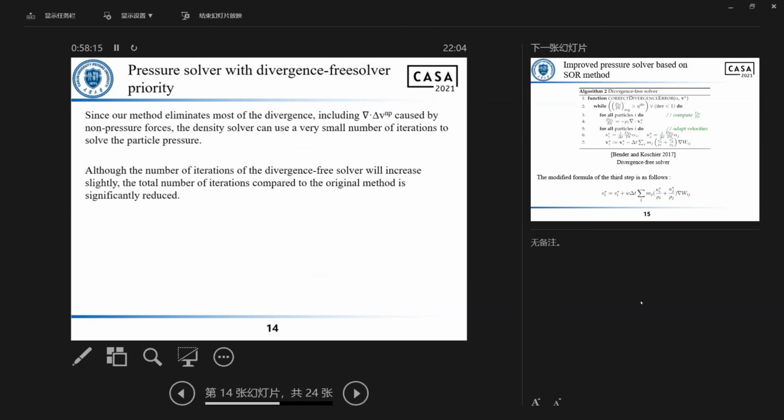Since our method eliminates most of the divergence, including divergence delta v NP caused by non-pressure force, the density solver can use a very small number of iterations to solve the particle pressure. Although the number of iterations of the divergence-free solver will increase slightly, the total number of iterations compared to the original method is significantly reduced.